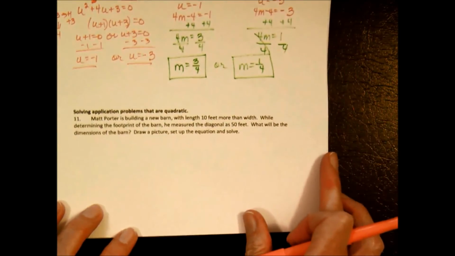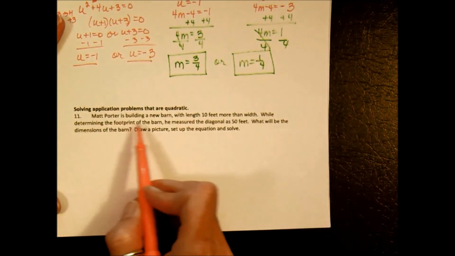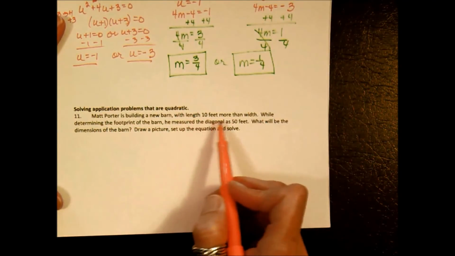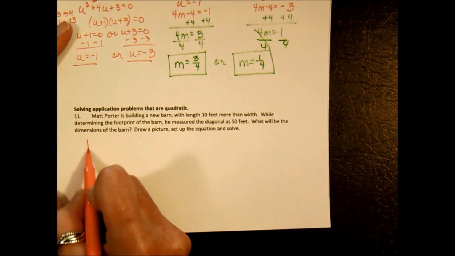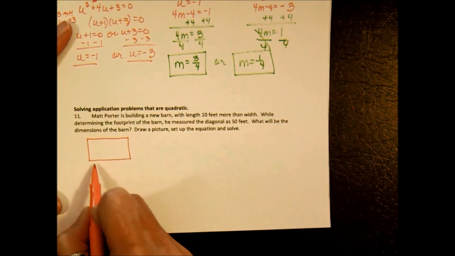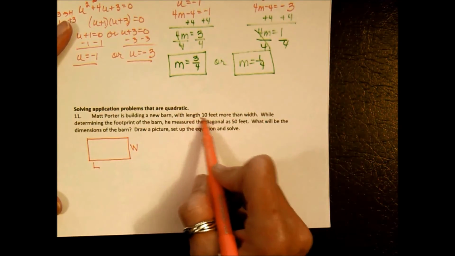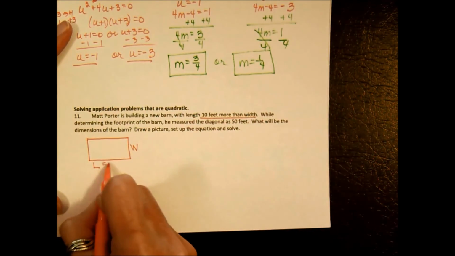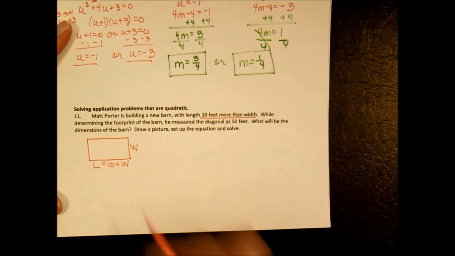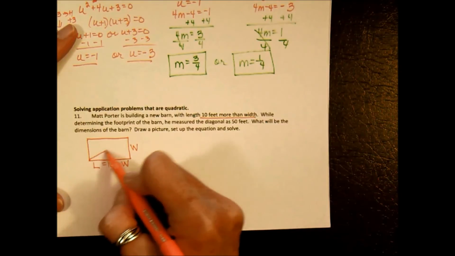Looking at some applications, it says Matt Porter is building a new barn with length 10 feet more than width. Okay, if it's a length and width, then it's a rectangle. Length, width, let's fill in what we know. Length is 10 more than width, so it's 10 plus w. While determining the footprint of the barn, he measured the diagonal at 50 feet.